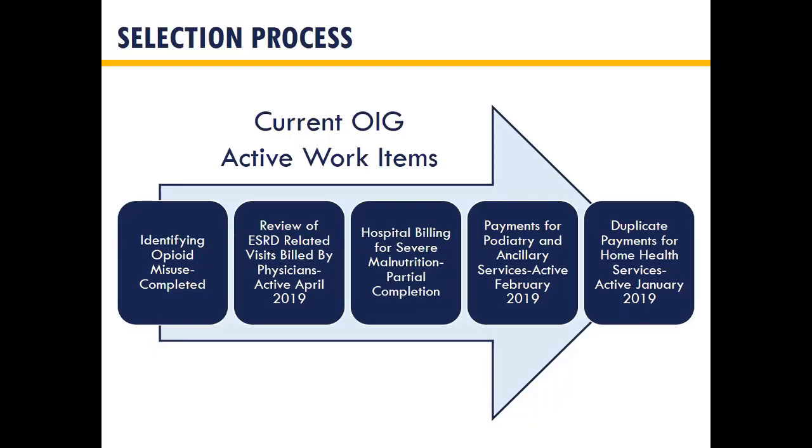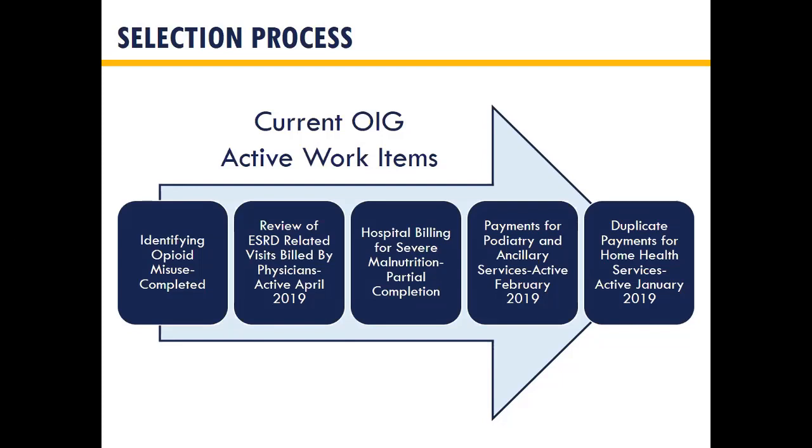We have the end-stage renal disease visits by physicians. That's active since April of 2019. We have that severe malnutrition, which I think is on the OIG work plan permanently, but they do state on there that it's partially completed. We have that podiatry and ancillary services that's been active since February of 2019, and then duplicate payments for home health services, and that's been active since January of 2019.